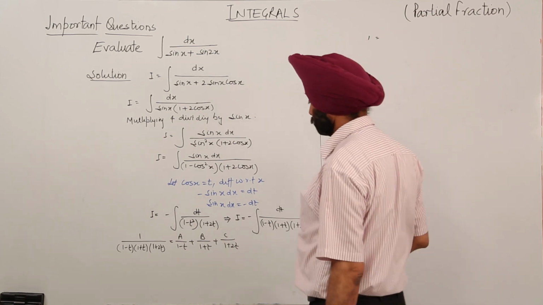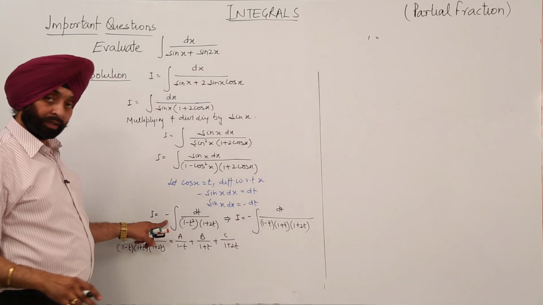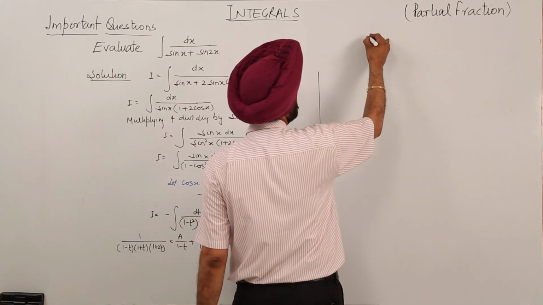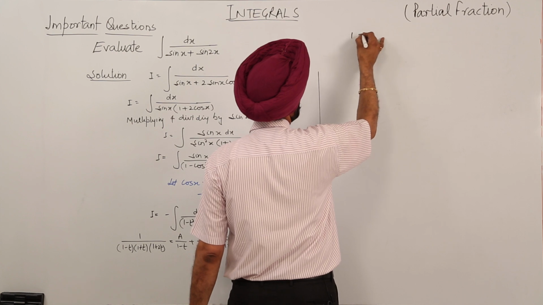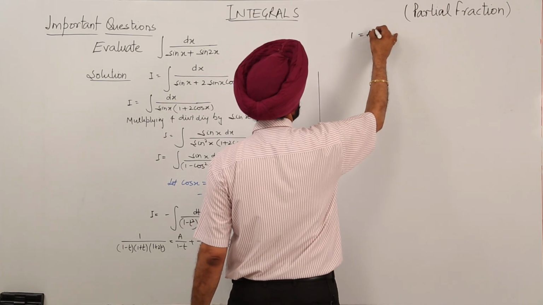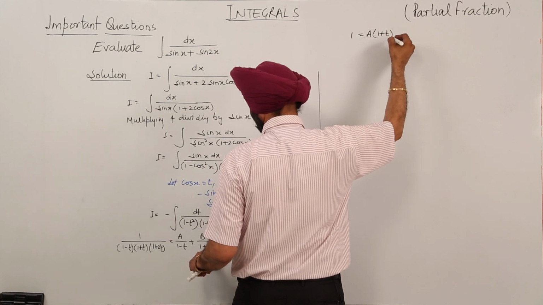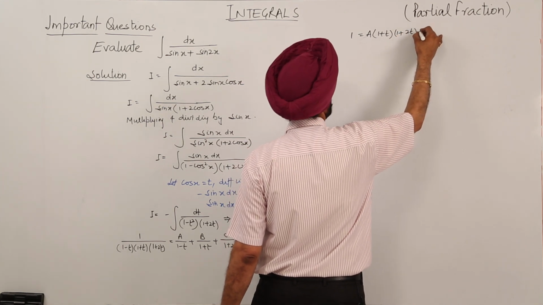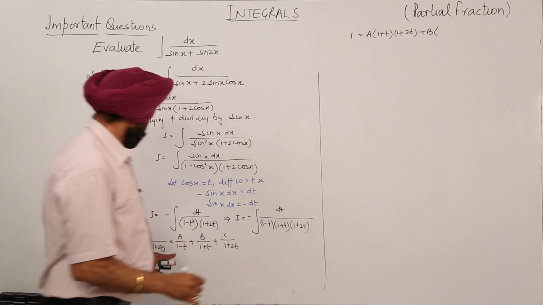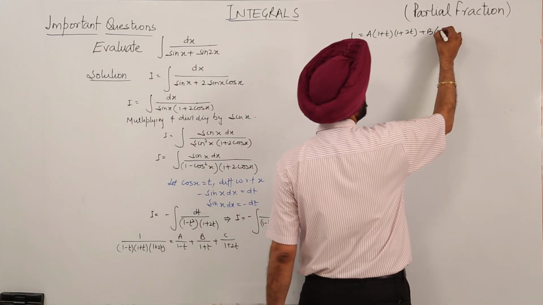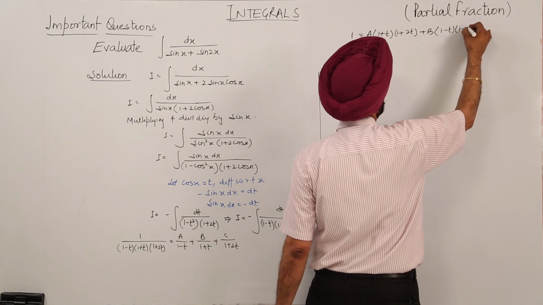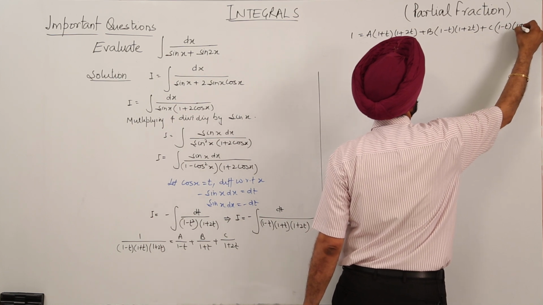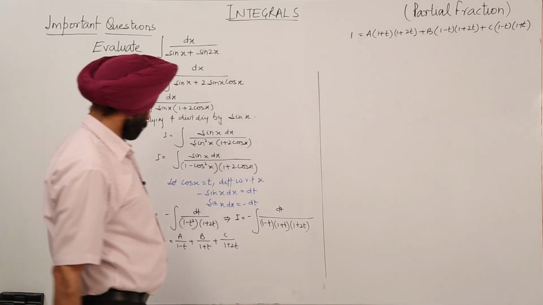One is equal to, now I have not taken this negative of 1, I am just taking dt as a 1. Now 1 is equal to a with (1 plus t)(1 plus 2t) plus b with (1 minus t)(1 plus 2t) plus c with (1 minus t)(1 plus t). Is it clear?